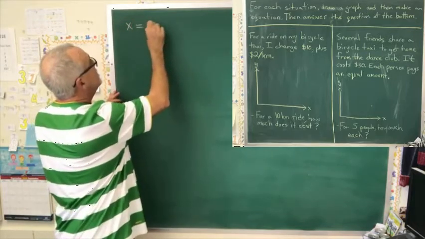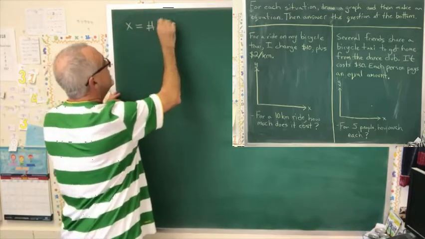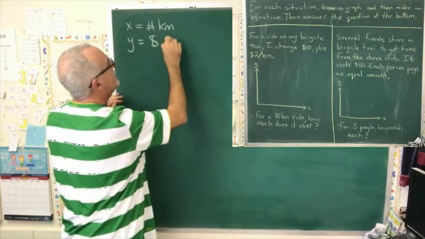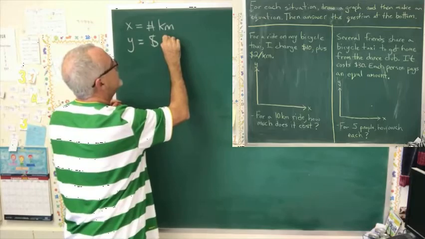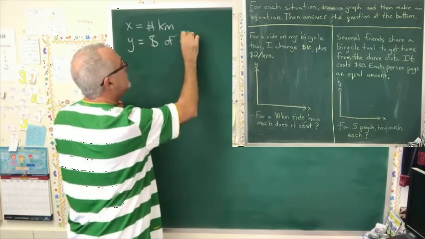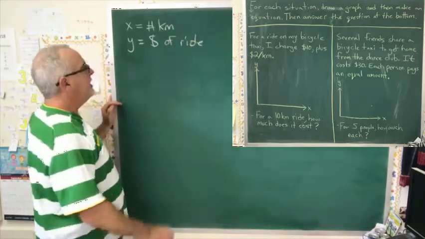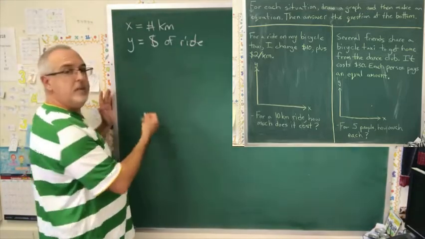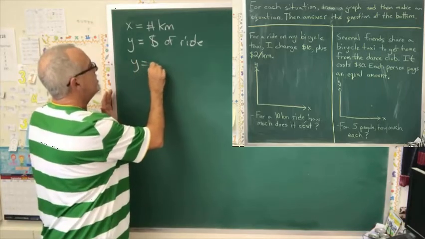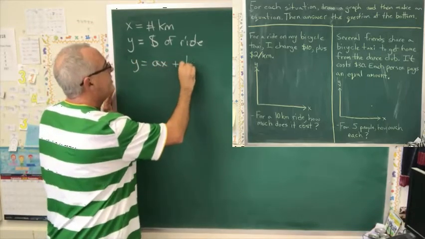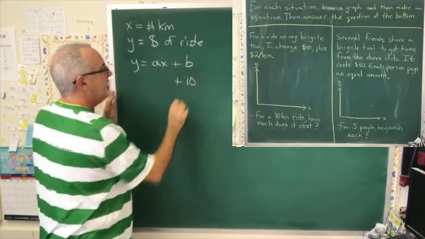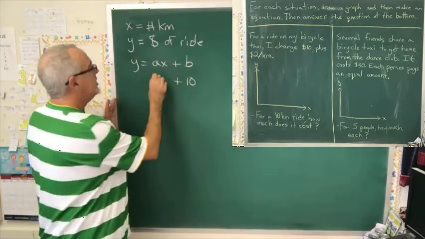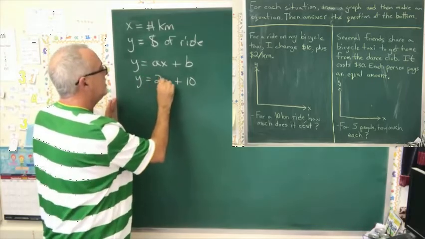X is equal to the number of kilometers. Y is equal to the cost of the taxi ride. The initial value of $10 that everyone has to pay is our b, our y-intercept. We're using the form y equals ax plus b. So we have plus 10. And then the $2 per kilometer is the slope. So we have y equals 2x plus 10.